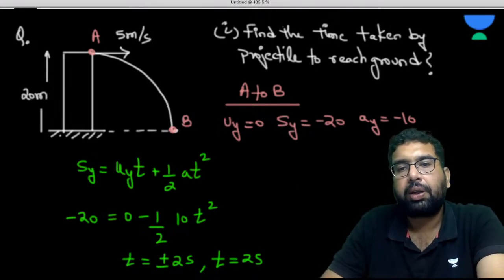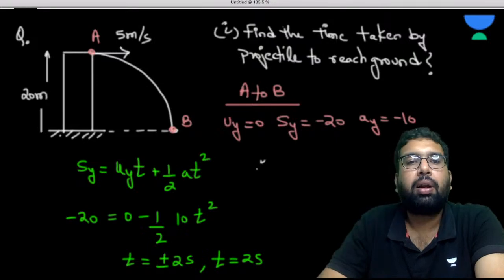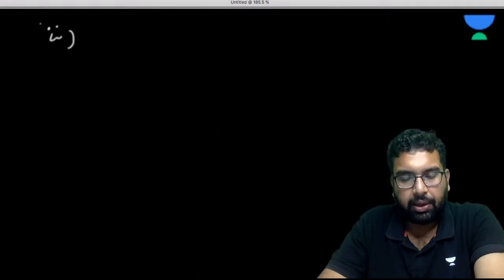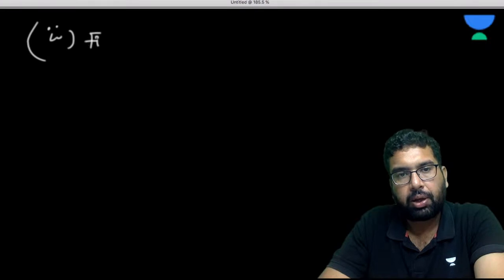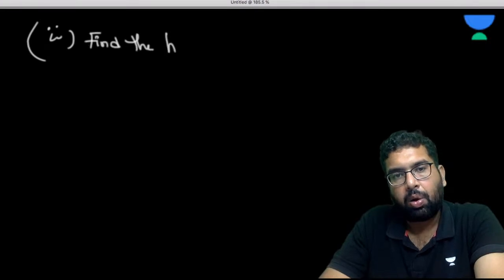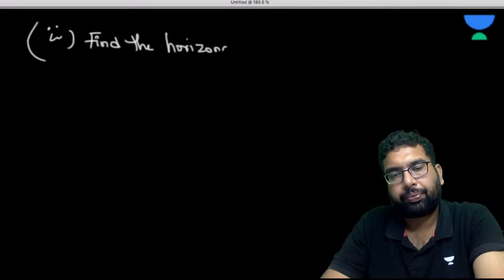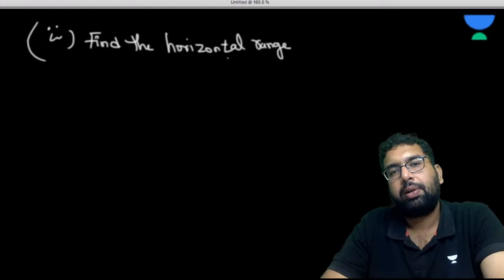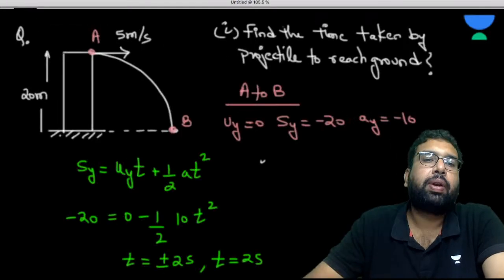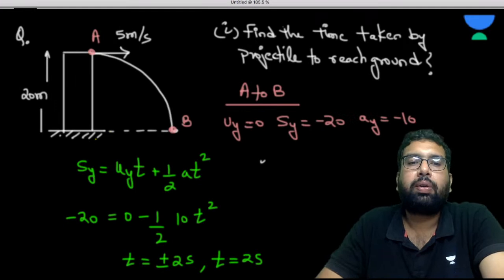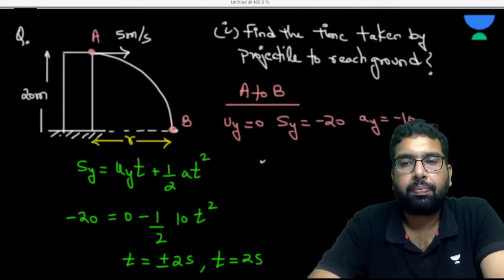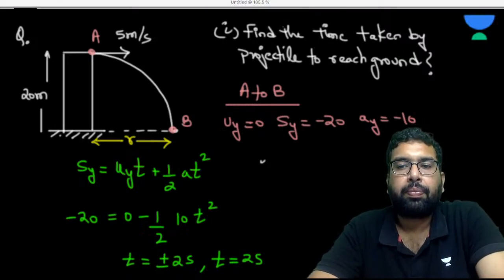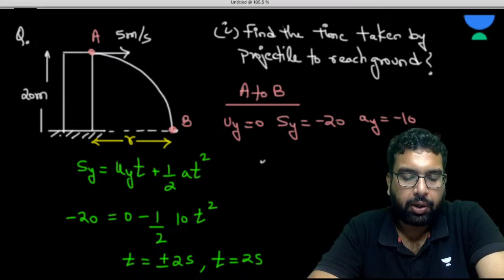Now let's do the second part of this question. In the second part, we need to find the horizontal range. Let's find the horizontal range. So what is going to be the horizontal range? Obviously this is the horizontal range, R. Can you find me the horizontal range, please? What is the horizontal range?